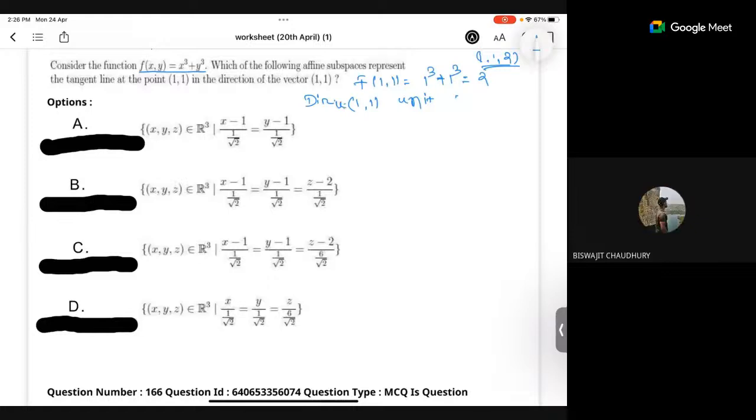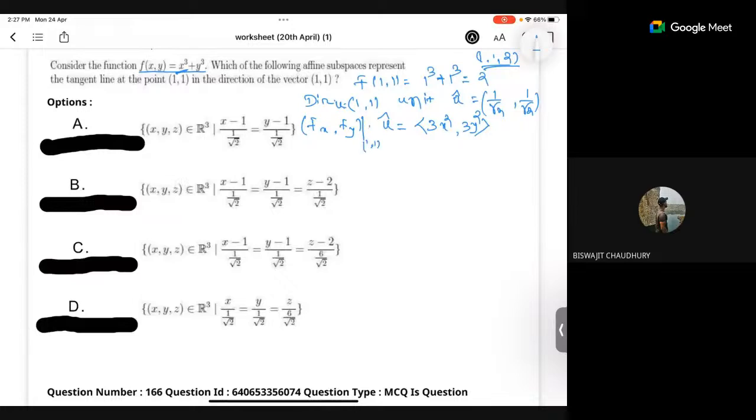What will be the unit vector for this? It is 1 by root 2, 1 by root 2. And we need the gradient f_x, f_y dotted with u, the directional derivative. f_x is 3x square, comma 3y square.